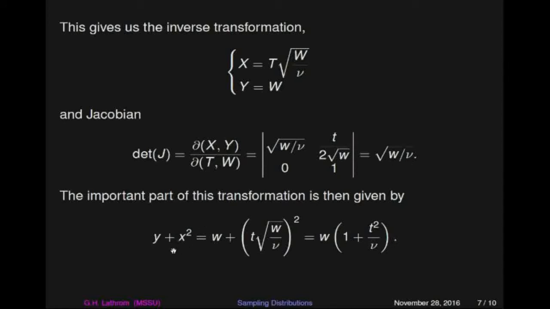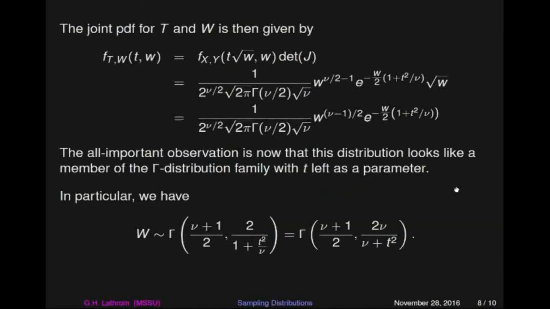Now the important part of this transformation is this y plus x squared. Well, y plus x squared is going to be w plus t over root w, squared. And so if we factor a w out of that, then we have an expression of the form w times 1 plus t squared over nu. And so the joint PDF of T and W is going to have this form to it.